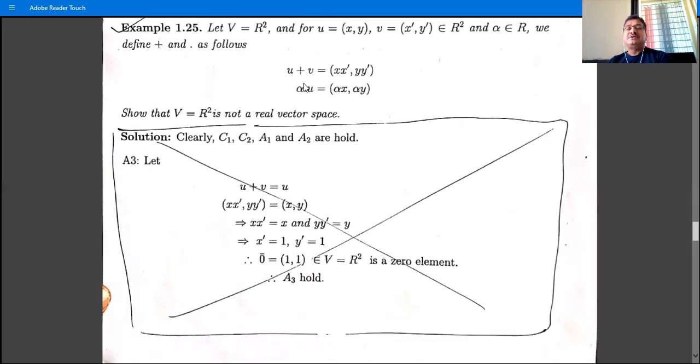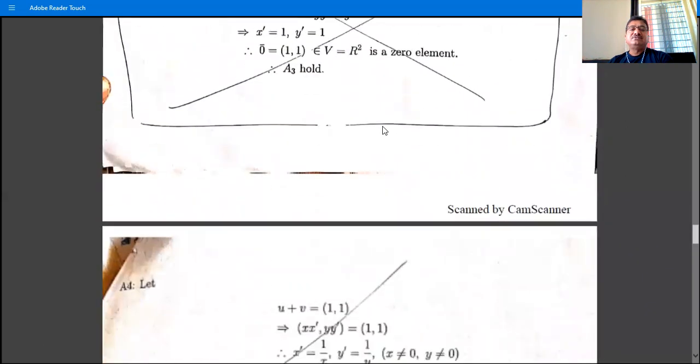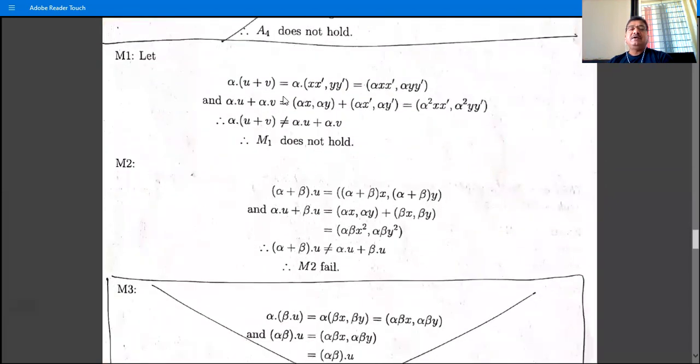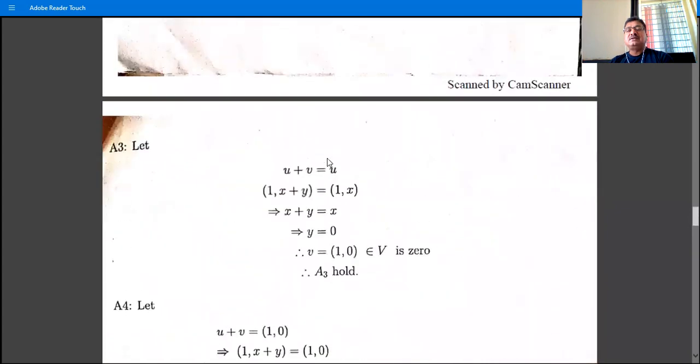So if we observe the operation, scalar multiplication is the usual scalar multiplication, but the addition is not the usual addition. So what is the usual addition of (x, y) plus (x', y')? It is (x plus x', y plus y'), but here it is not x plus x', it is x times x', y times y'. So I have to concentrate on the properties corresponding to addition, 5 properties. Out of that, this property M1 fails. What is M1? Alpha (U plus V) is not equal to alpha U plus alpha V. So by taking a counterexample, we can show that this is not satisfied. That is the answer, give the answer.